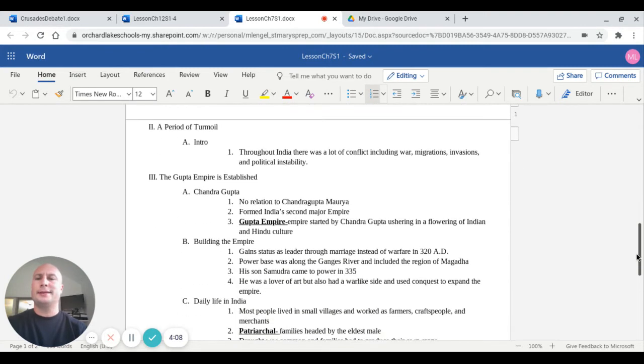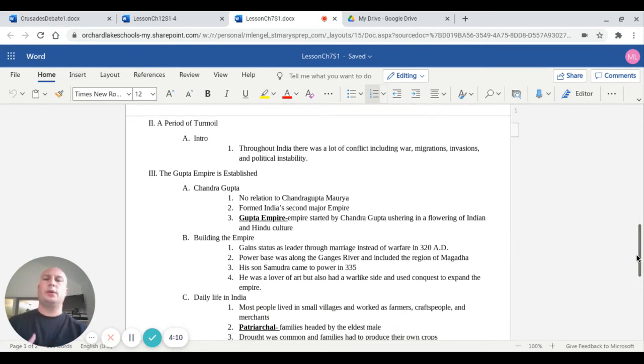Roman numeral 2 is going to talk about a period of turmoil, and we'll talk about the introduction here. Throughout India, there actually was a lot of conflict, including war, migrations in and out, invasions in and out, and political instability. These are some things that can really cause a lot of problems. They're not entirely bad. Like immigration isn't entirely bad, but what it does is it causes a mixing of people, which can lead to conflict. Invasions are in general bad.